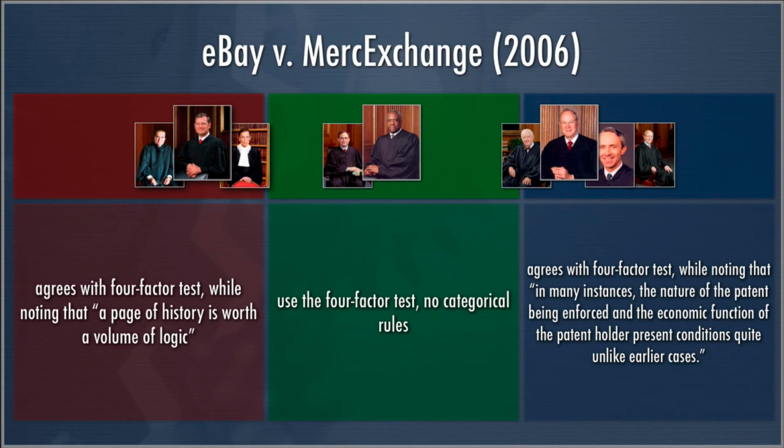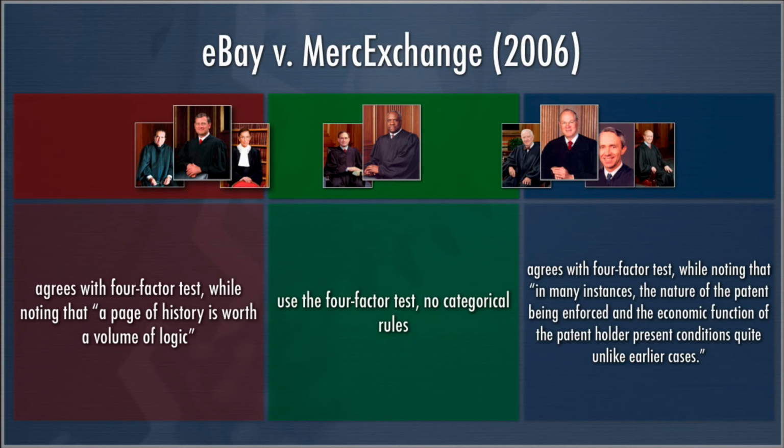So what Justice Roberts says is use the four-factor test. Don't shortcut them. On the other hand, if it turns out that the four-factor test results in the issuance of an injunction in every case or in nearly every case, then that would be fine because a page of history is worth a volume of logic, right? The way that this has always been done, the traditional approach, works just fine.